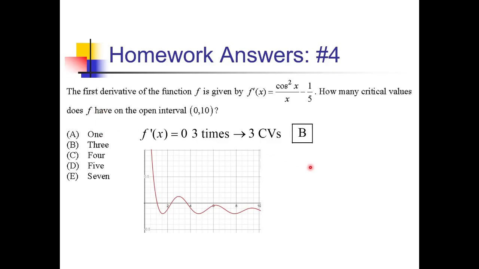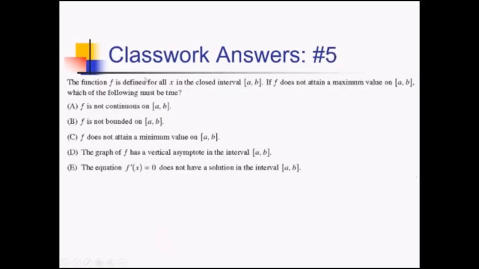Choice B. For this problem, we have a function f that's defined for all x on a closed interval from a to b. If f somehow does not attain a maximum value on that closed interval, which of these must be true?